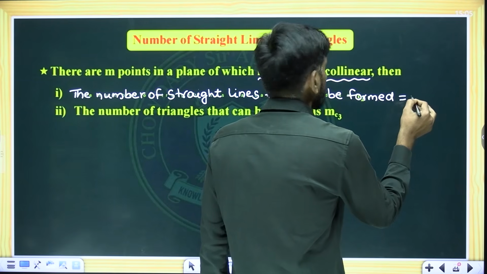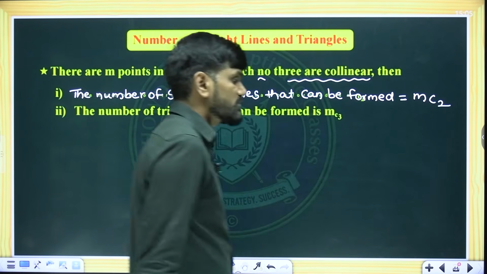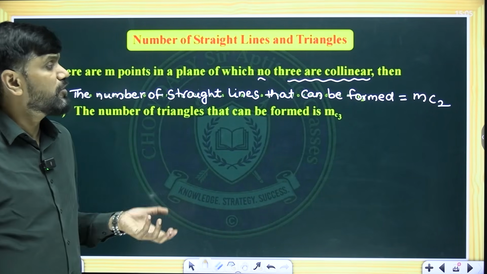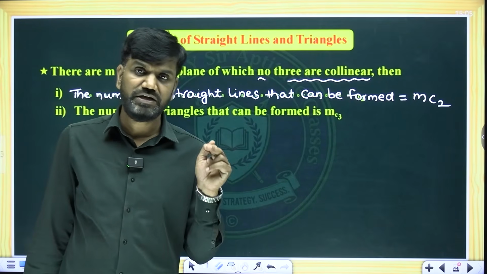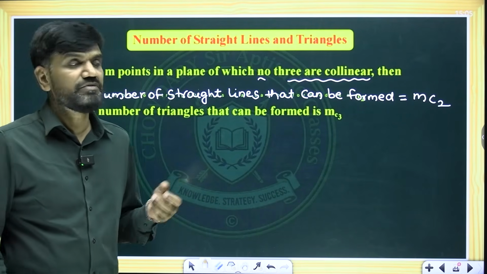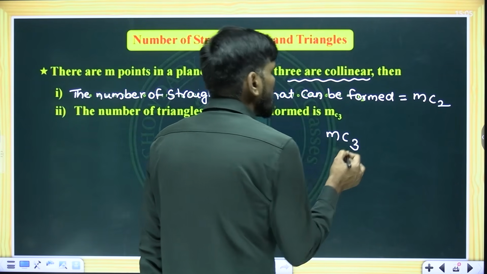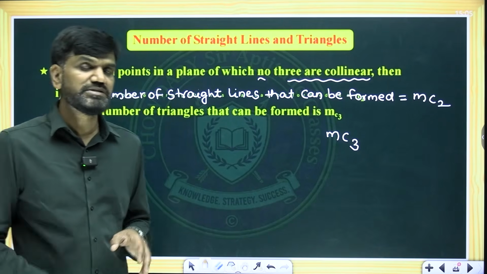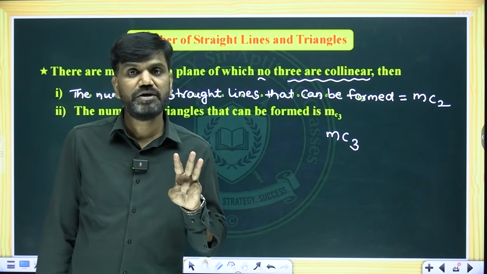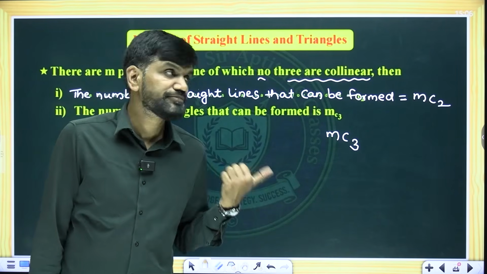Is equal to, so how many points are there? M points. For you to form a straight line, you need 2 points. Joining any 2 points will lead to a straight line. That's why you just have to count in how many ways you can choose 2 points out of the m points that are given. That's why your answer should be MC2. So the number of triangles that can be formed is given by the formula MC3. For you to form a triangle, you need 3 non-collinear points. Non-collinear points means the 3 points should not be on the same straight line. With the help of 3 such points, you can form one triangle. That's why the number of triangles is given by the formula MC3.